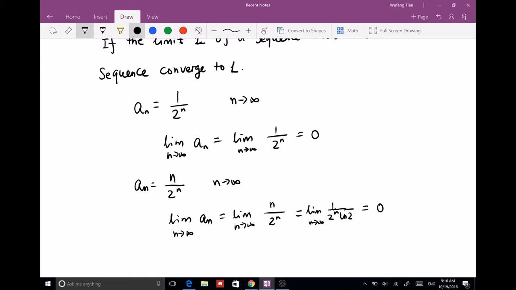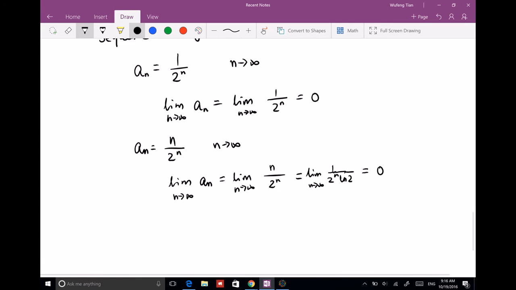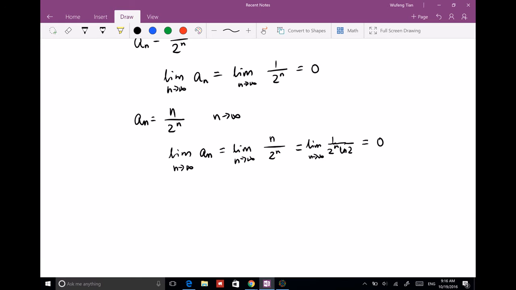Alright, so let's look at an example. I think we did this one before. First, let's look at an example. Find the limit. an equals 1 plus 1 over n, to the power n.